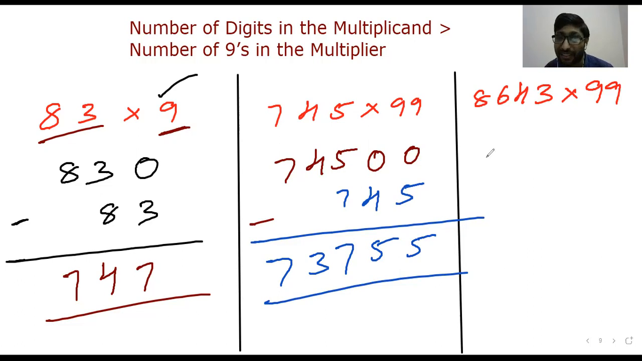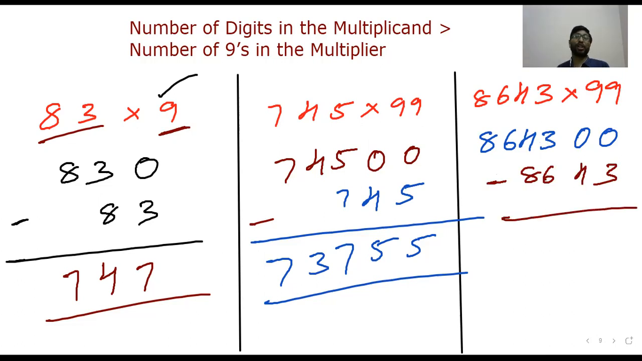I'll directly write the answer by doing the Vedic maths subtraction in the mind. 8643, 2 zeros. I hope you understand the logic. If you understand the logic, that's enough. Minus 8643. See, if you understand the logic, that's enough.